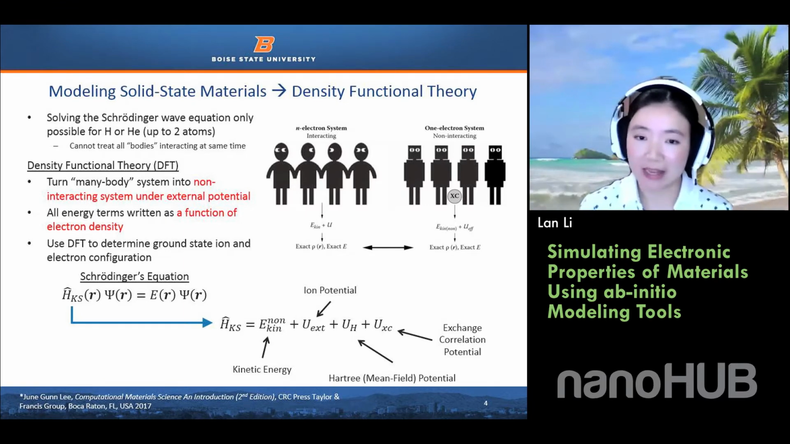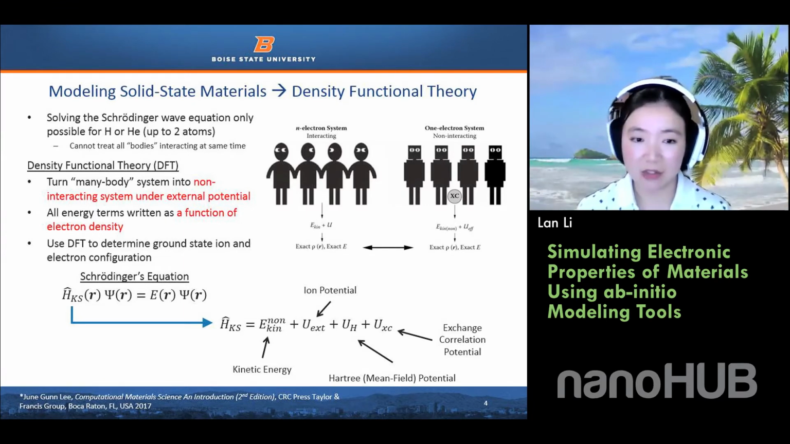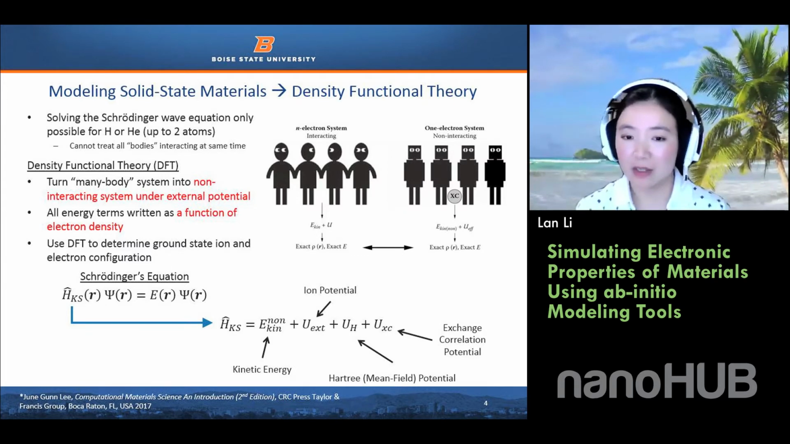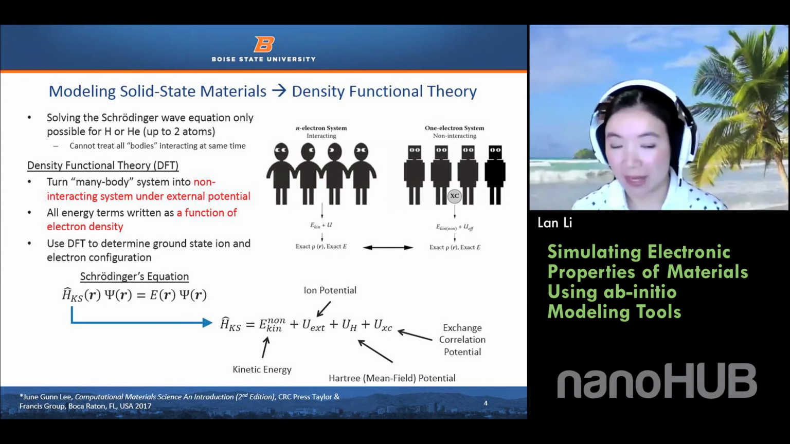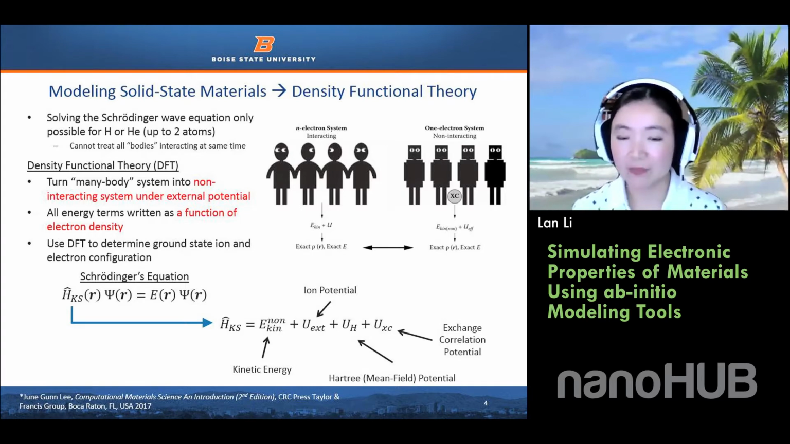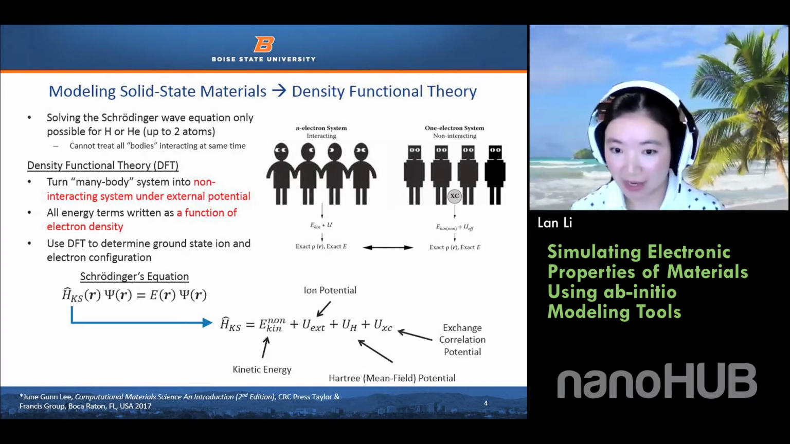Based on those approximations, we can break the Schrodinger equation down into another format, including the Hamiltonian operator consisting of the non-interacting kinetic energy and also the ion potential.